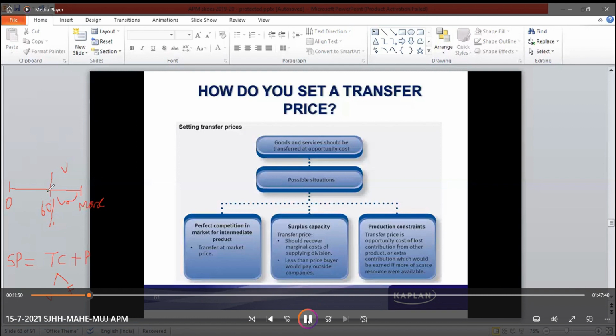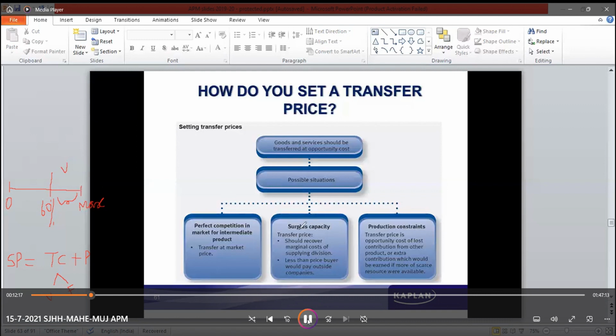So now there is no more fixed cost until they reach the maximum capacity. All they would be incurring if they take up production beyond this existing capacity, that is, for the surplus capacity, would be only the variable cost, only the marginal cost. So variable cost plus a profit margin will be the transfer price. The least price that can be charged is the variable cost.